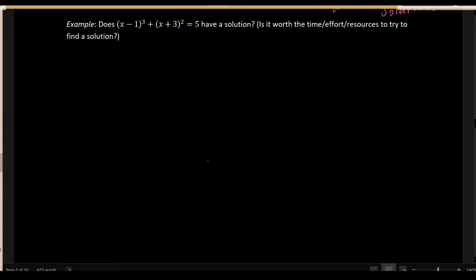So I want to show you an example of the intermediate value theorem in practice. This example might seem a little bit chaotic, but unfortunately, as we get into more and more realistic applications of mathematics, the amount of chaos will become larger. So a typical situation is this. We've got this ever so slightly ugly equation where we have (x minus 1) to the third power plus (x plus 3) to the second power equals 5. And we want to know if this has a solution.